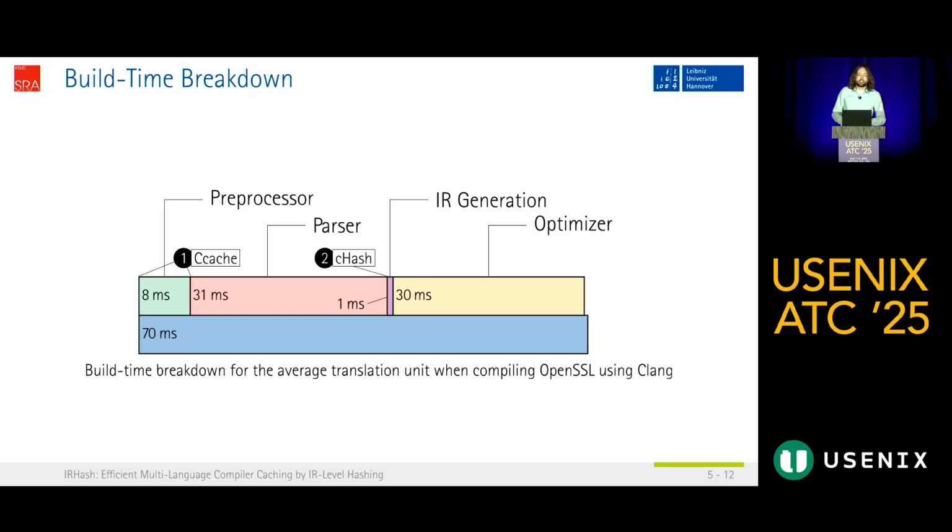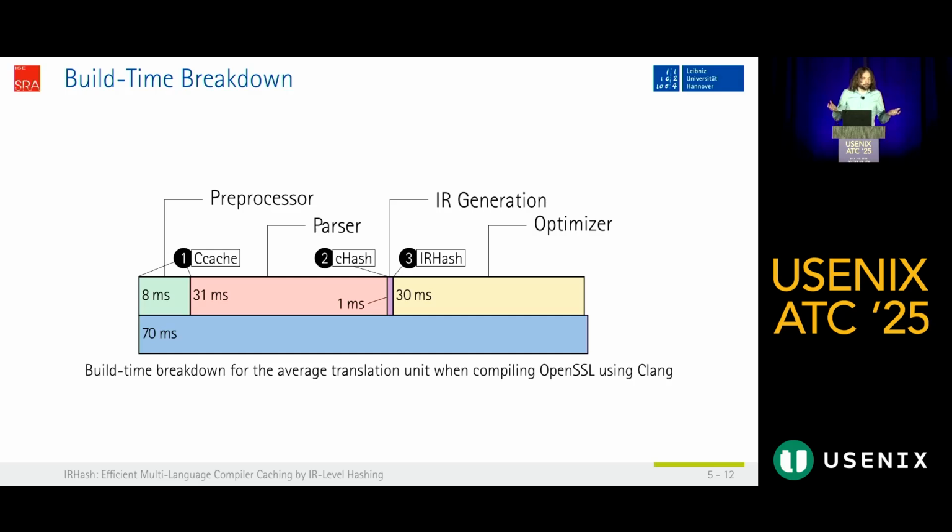cHash, on the other hand, runs after the parser, which of course has the downside that the parser has to run, which takes a lot of time, but they make up for it by being way more precise than cCache. So of course, now the question is which abstraction levels are left. Doing caching after the optimizer has run makes no sense because there's nothing to save there.